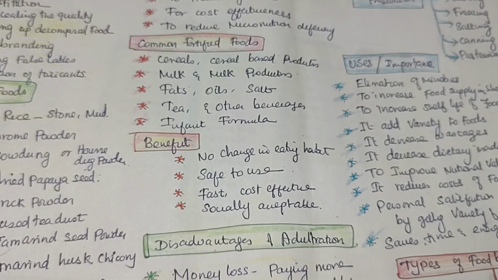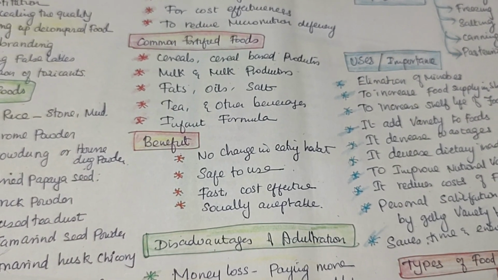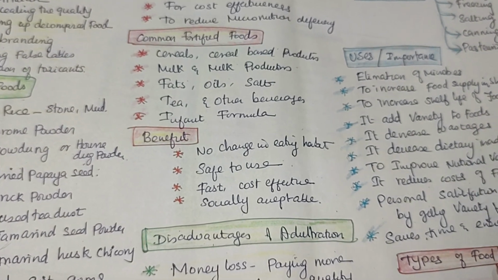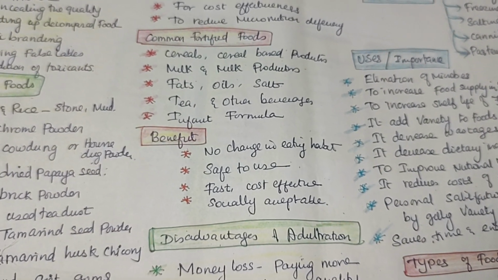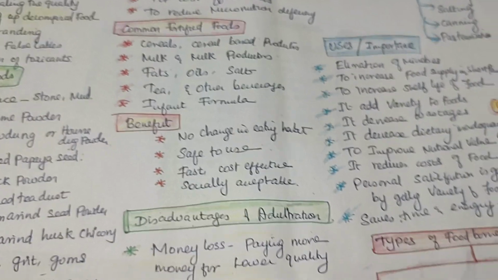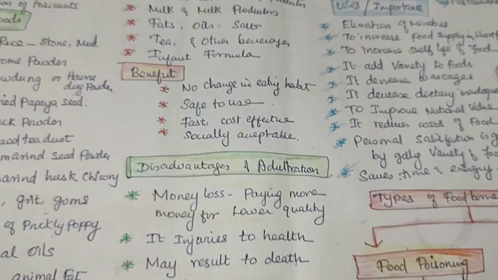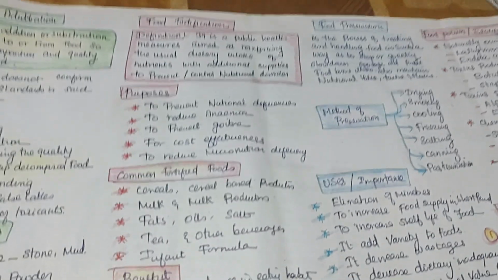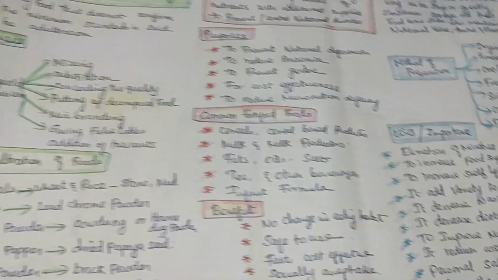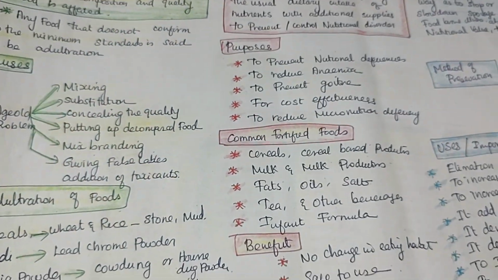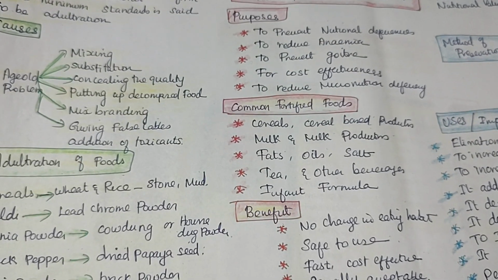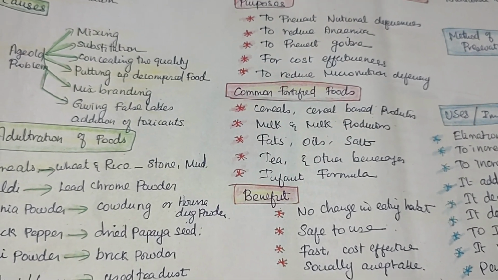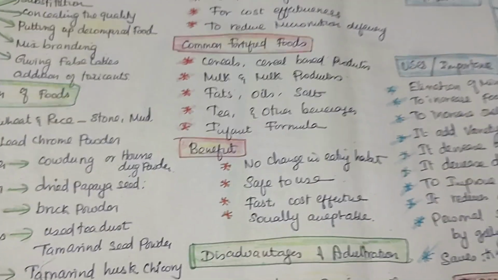Then the benefits: no change of eating habits, so you just replace the old one with this one. Safe to use, fast and cost effective, socially acceptable. Okay, what are the disadvantages? Food fortification has not many disadvantages, but food adulteration has a lot of health impact. Food adulteration will cause negative health impact. Food fortification will bring positive health impact.